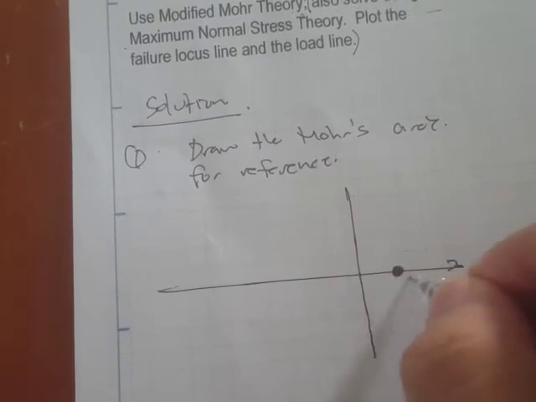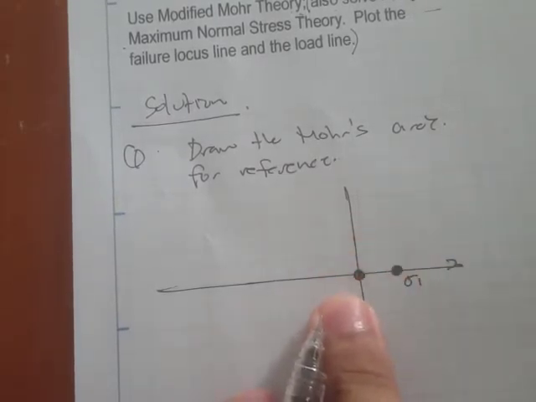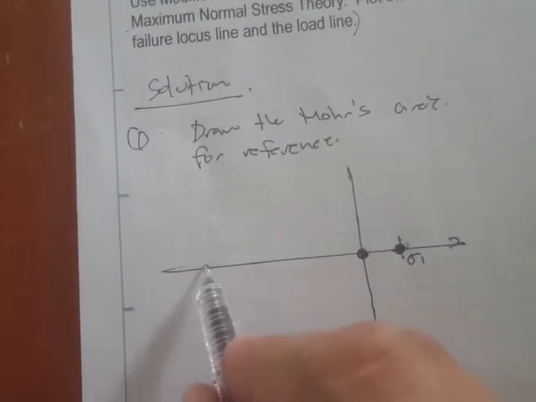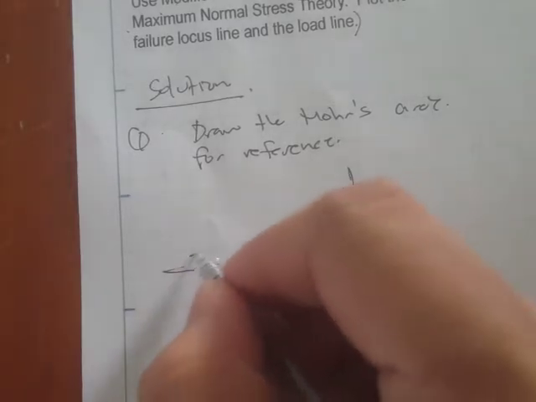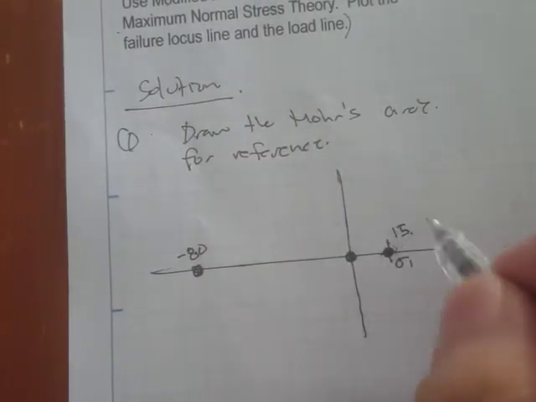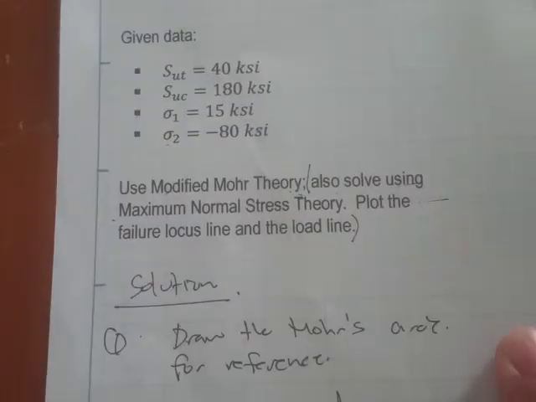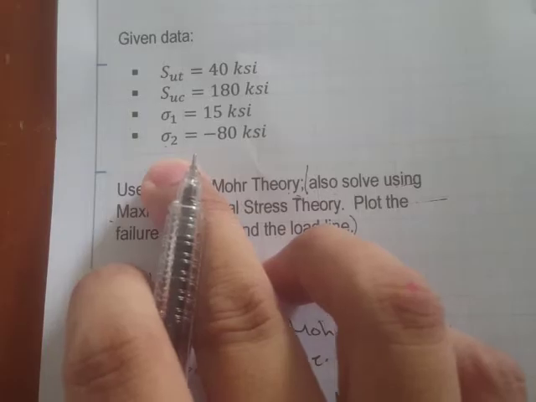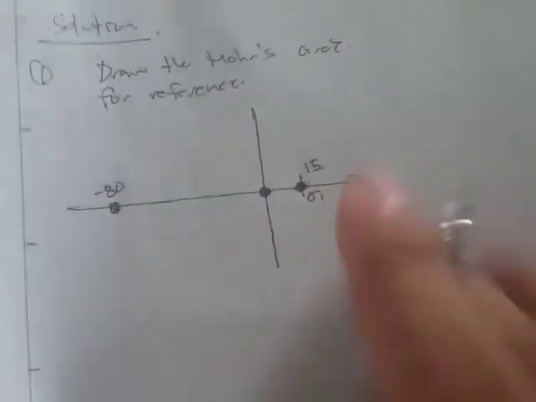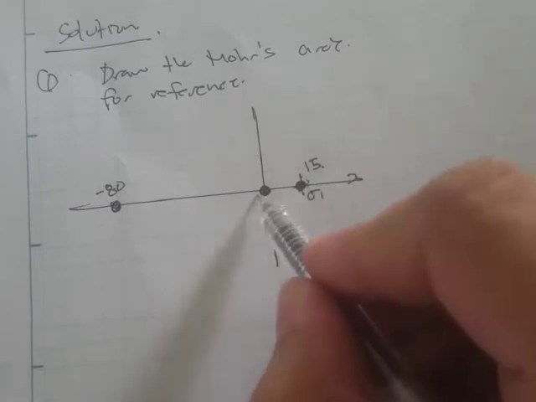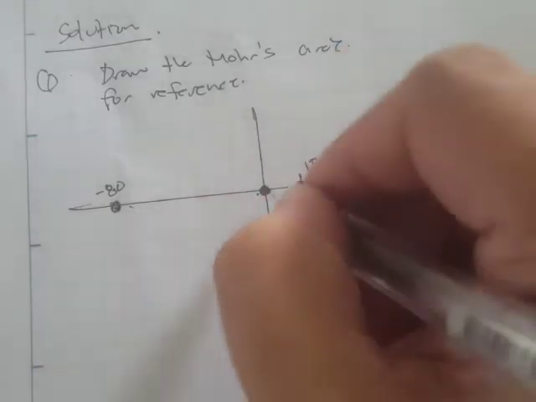Okay, so we have sigma 1 right here, and the given sigma 2 is somewhere here, and this is negative 80. This one is 15, right? But since this is plane stress, we know that the remaining principal stress is 0. So that's going to be somewhere here. Supposedly this should be sigma 1, sigma 2, and sigma 3, right?